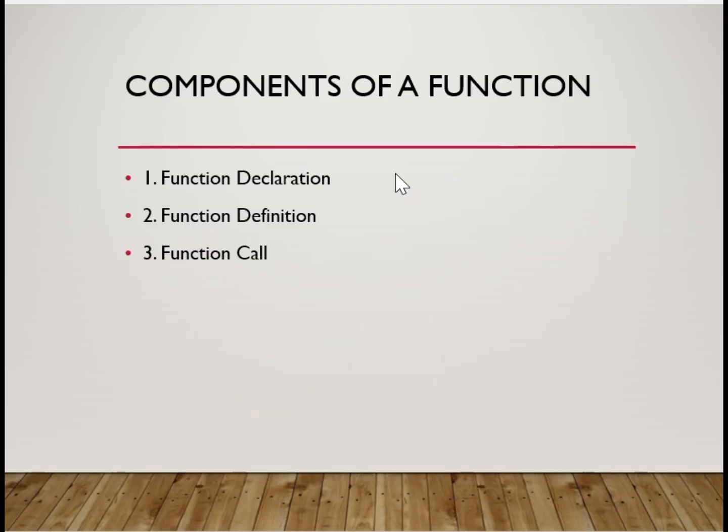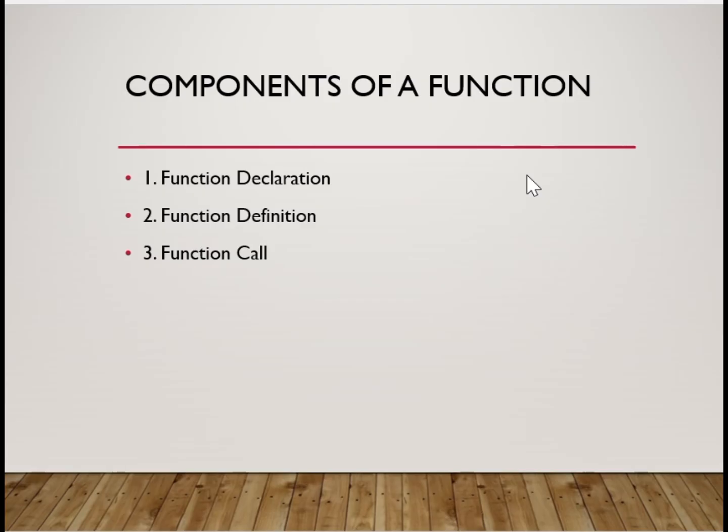Next, let's see the components of a function. In C programming, every function mainly consists of three components: function declaration, function definition, function call. Function declaration. This tells the compiler about the function name, return type, and parameters. It is also called a function prototype.